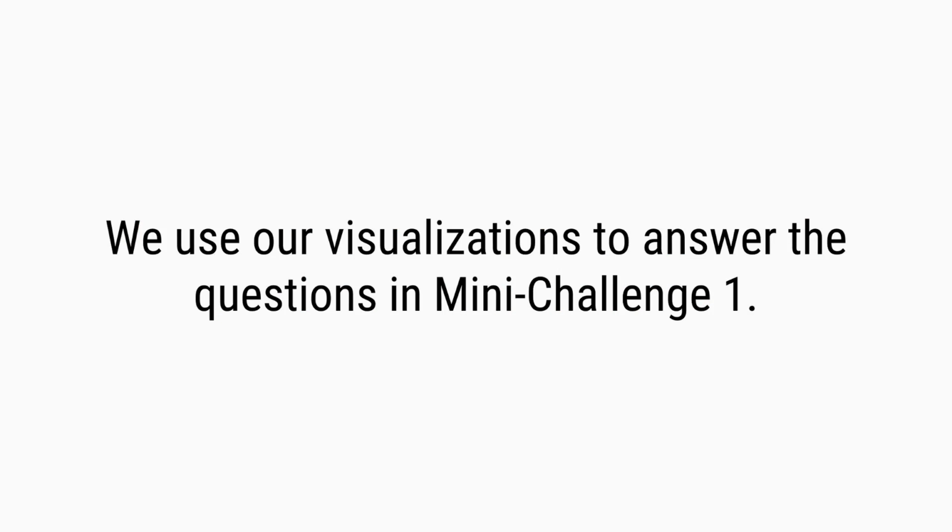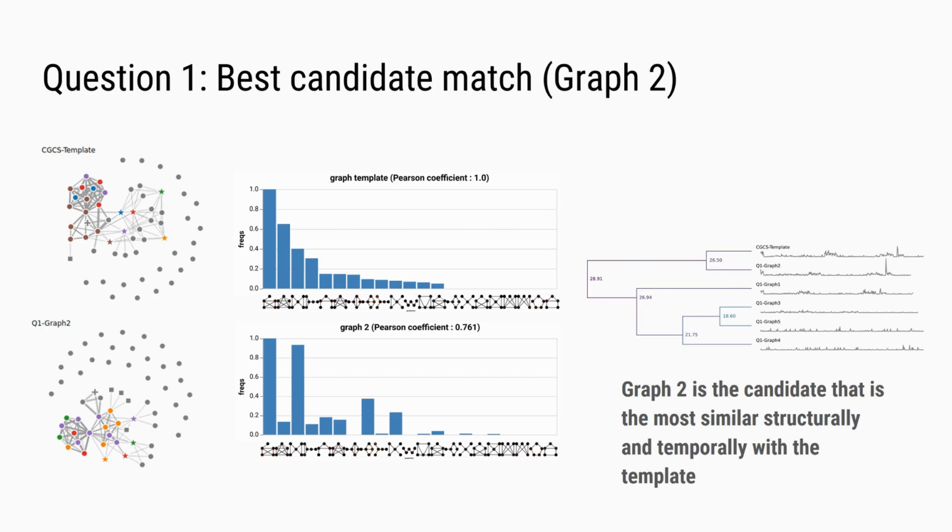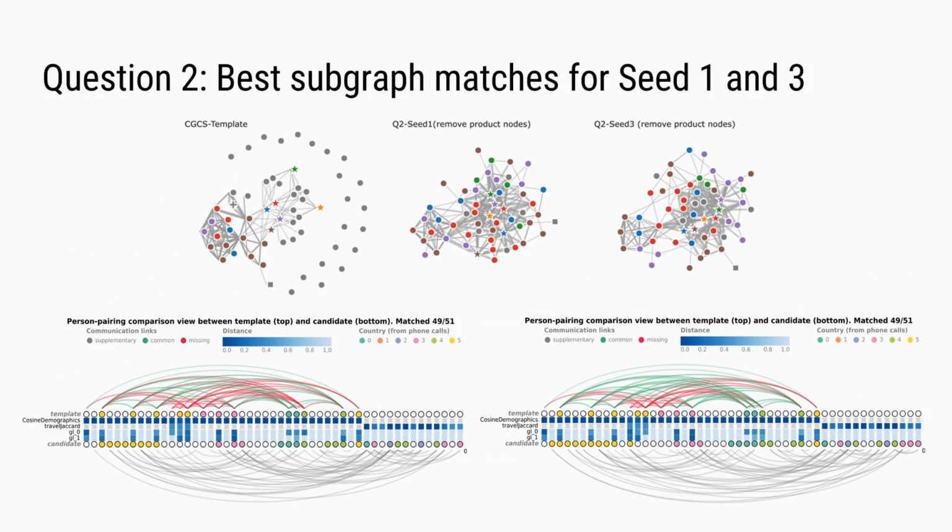Next, we show the answers we arrived at for Mini Challenge 1. Graphlets and custom temporal visualizations allowed us to choose an answer for question 1. Both confirmed that candidate graph 2 had the closest similarity. For question 2, we applied a crawling algorithm to extract subgraphs from the seeding edges. The results can be evaluated using a NodeLink view or the person matching view tool. We can see that the subgraphs found have a lot of common edges with the template.